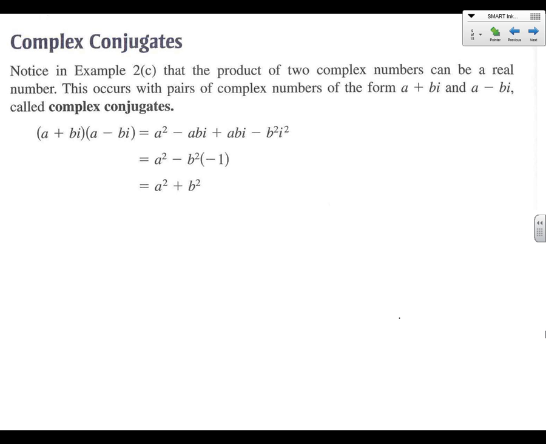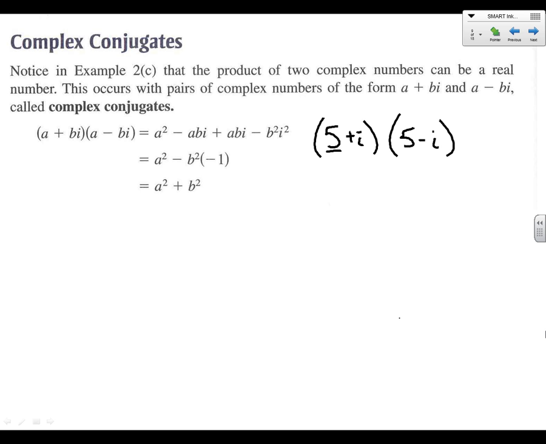Okay, the next thing we're going to talk about is complex conjugates. And what we're talking about here is what's going to cancel out your complex number. If I have something like 5 plus i as my complex number, the conjugate is going to be 5 minus i.